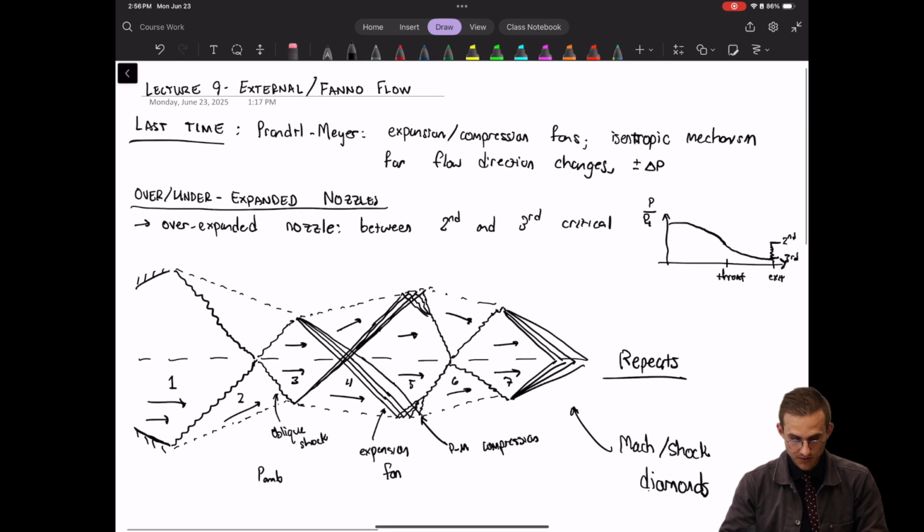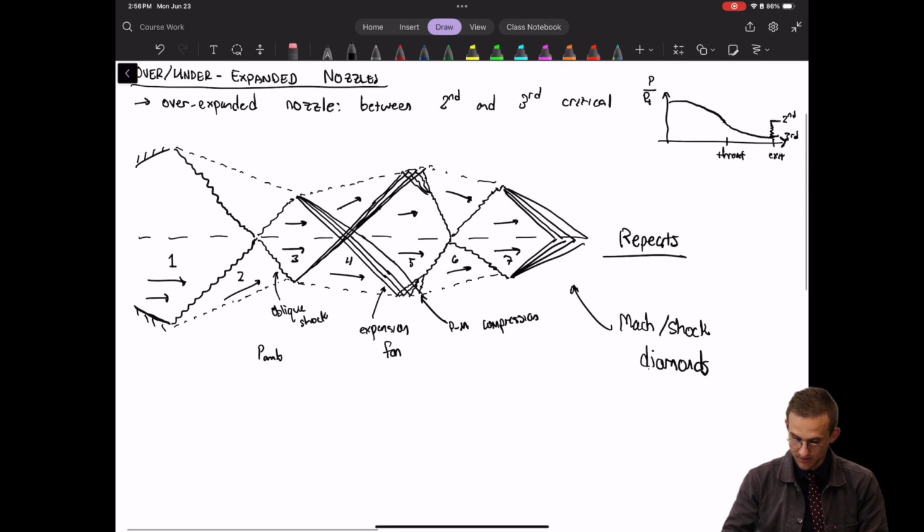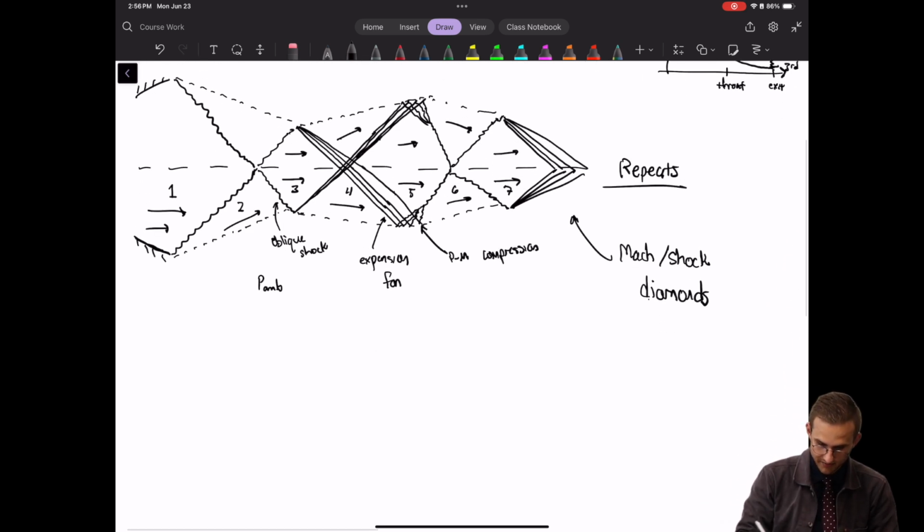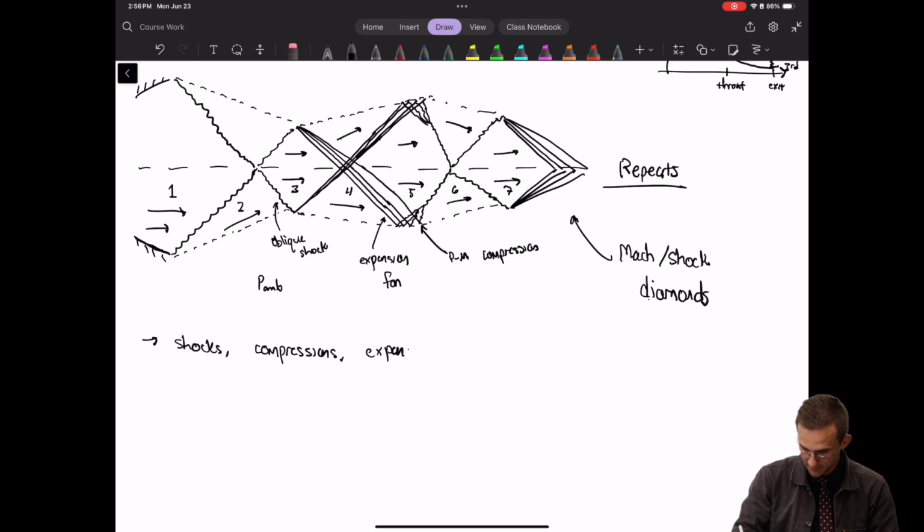But so in general, what's happening here is that you have shocks, compressions, and expansions to meet pressure or flow direction boundary conditions.